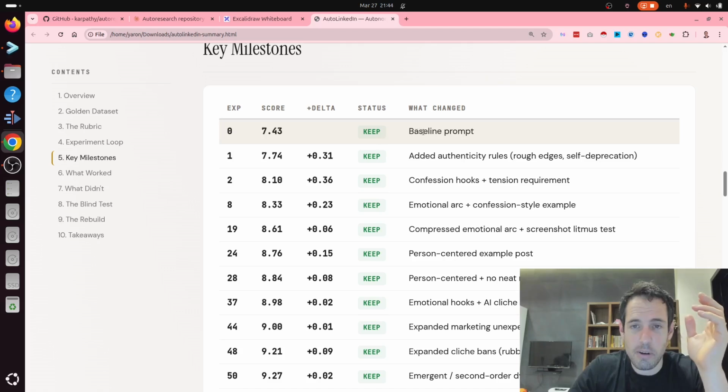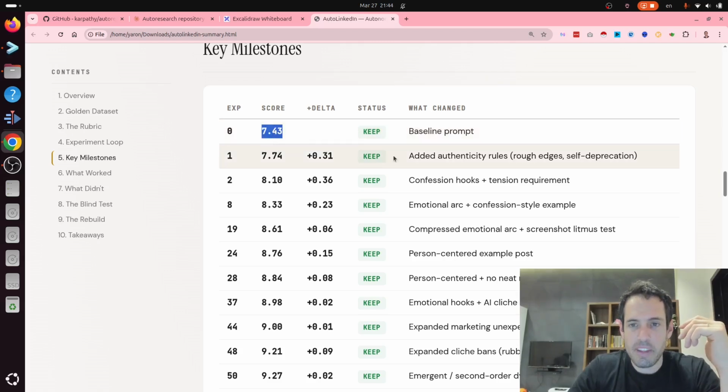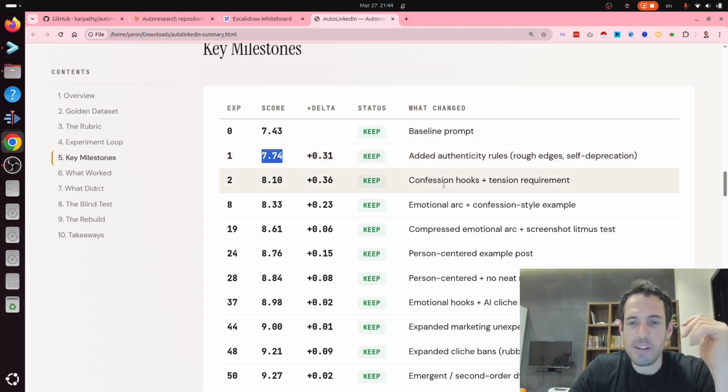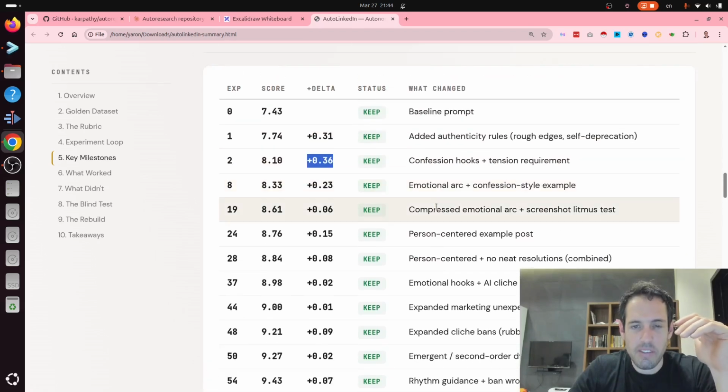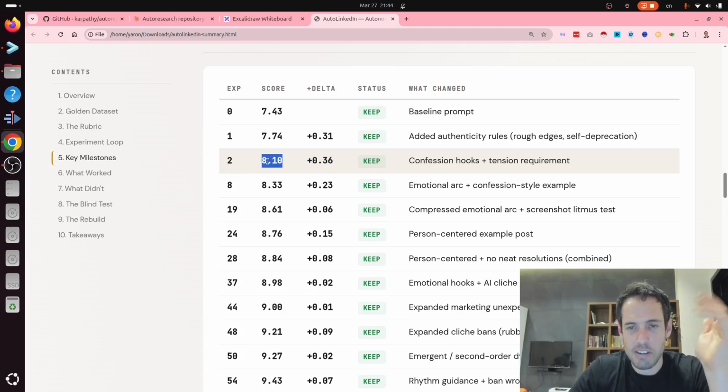So this was the baseline prompt. This was the average of the 5 posts that was generated by the baseline prompt, 7.33. Then we added authenticity rules to the prompt. This yielded a lift of 0.31. Then we decided to add confessions plus hooks. This yielded a lift of 0.36. Then we made more changes. I won't go over everything. These are the changes that we kept. As you can see, in the first experiment, the second one, then we had 6 experiments that yielded no lift in the average result, so we discarded them.